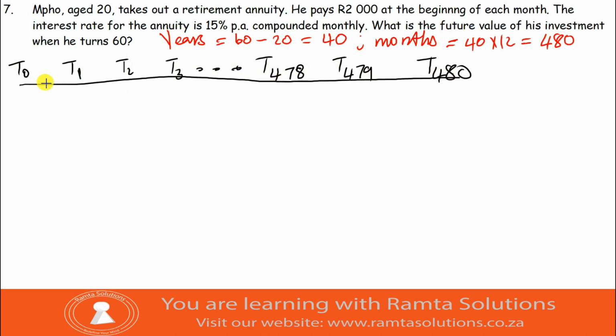Now, what is he depositing? They say at the beginning of each month: the beginning of the first month, the beginning of the second month, the beginning of the third month, the beginning of the fourth month, and so on, up to the beginning of the 479th month, and this is the beginning of the 480th month. Okay, so he doesn't make a deposit here because this is not a deposit.